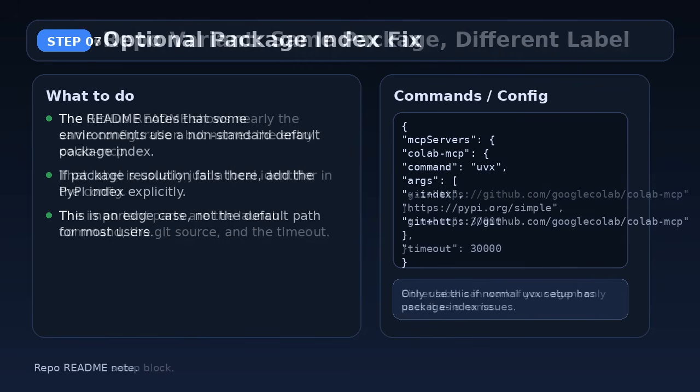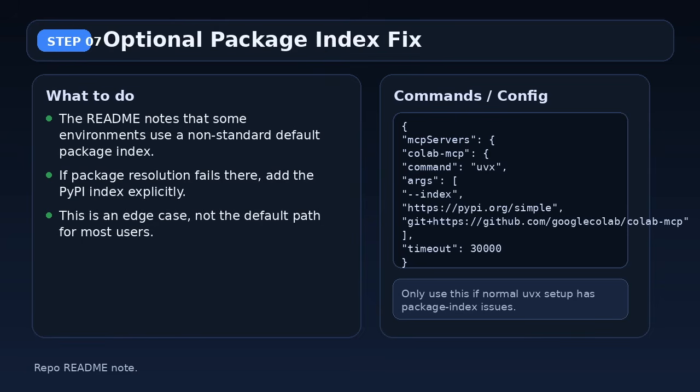Step 7. Optional package index fix. In some environments, package resolution can fail because the default package index is non-standard. The README notes an optional workaround for this case. You can add --index followed by the PyPI URL before the GitHub package source in the args field. This is not required for most users, but it is useful if the standard uvx launch fails.